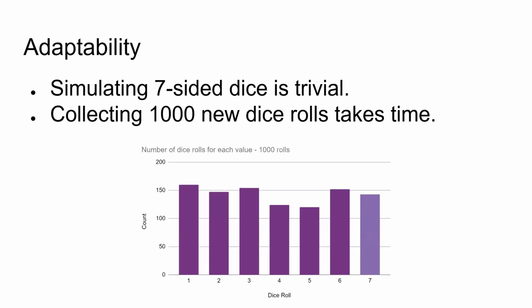Our simulated dice is also much more adaptable. If we realize we made a mistake and actually need to simulate a 7-sided dice over a 6-sided dice, this is a 1-line code change for us, pretty trivial as long as we know how to code.